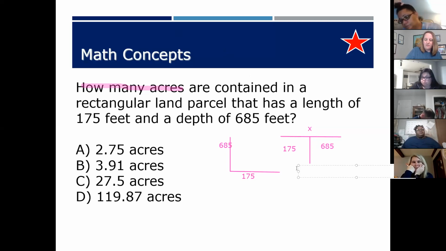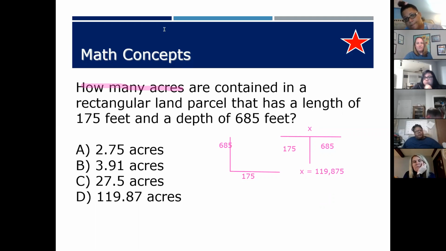So I take 175 times 685, and I get total square feet of 119,875. How many square feet are in this lot? 119,875. More than or less than 1 acre? It's going to be more than. How many square feet in 1 acre? 43,560. So 119,875 is more than that number. So this problem doesn't help me. But if one of the answer choices was less than 1, we know we could rule that one out.